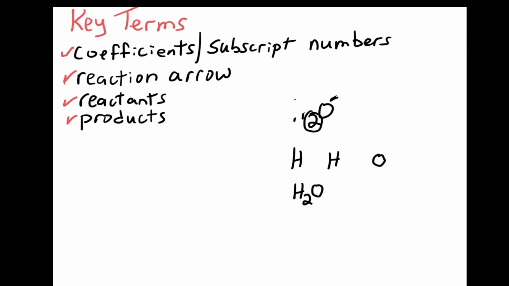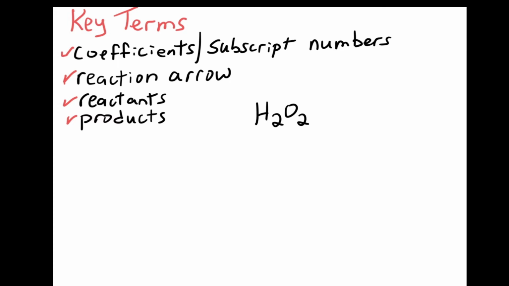Now let's move on to what the reaction arrow is. We're going to be using hydrogen peroxide a lot in this lecture, so let's start with that now. Hydrogen peroxide is H2O2, and it yields water and oxygen gas. This right here is the reaction arrow.